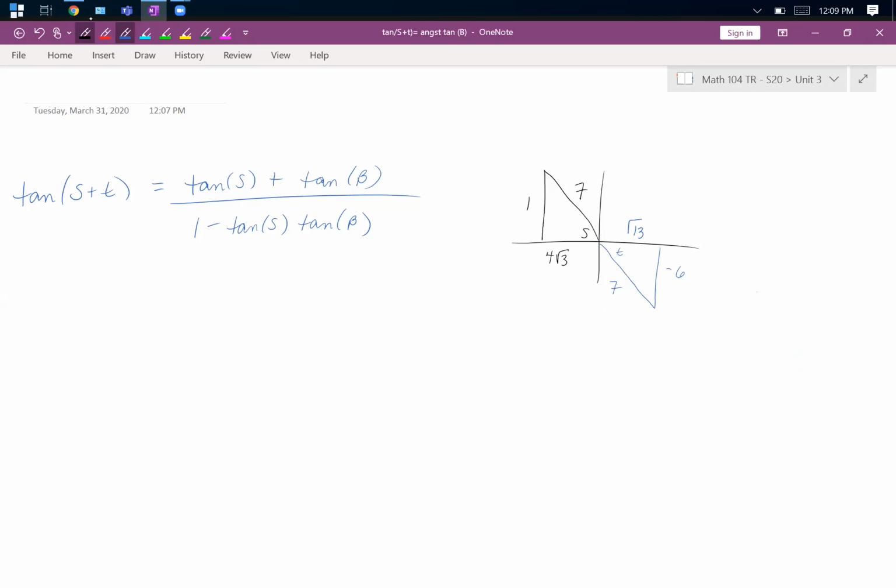So tangent of S is going to be, forget that's negative, tangent of S is going to be 1 over 4 square root of 3 plus tangent of T is negative 6 over square root of 13, and then in the bottom, 1 minus this product.